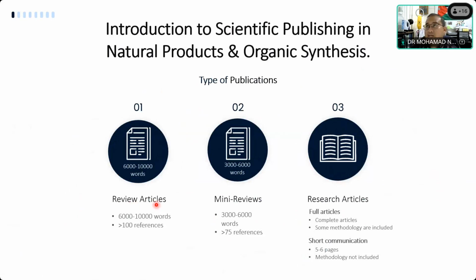The easiest way, for anybody who is doing natural products, is to compile chapter 2, which is the literature review, find an interesting topic, and after that start to develop the story. For review articles, they need around 6,000 to 10,000 words, and they should have more than 100 references, something like that.